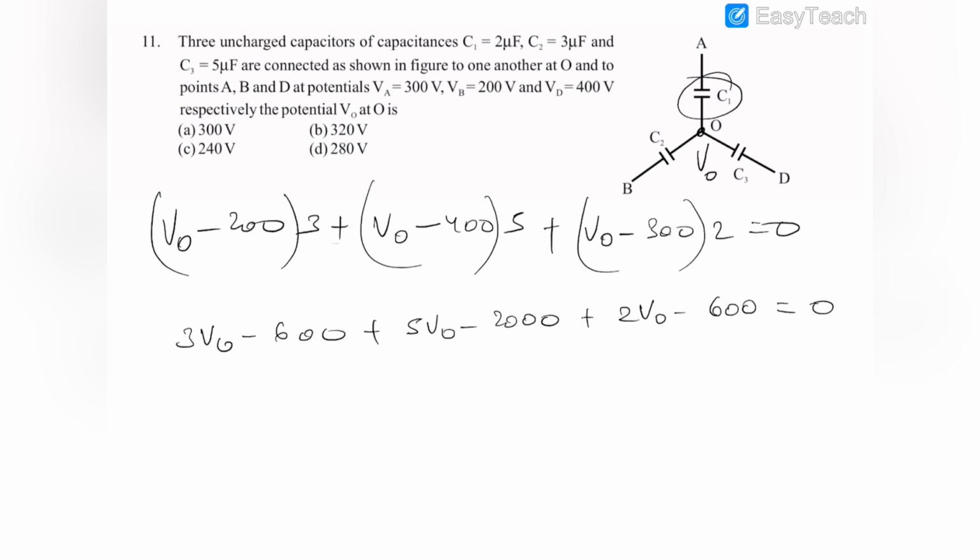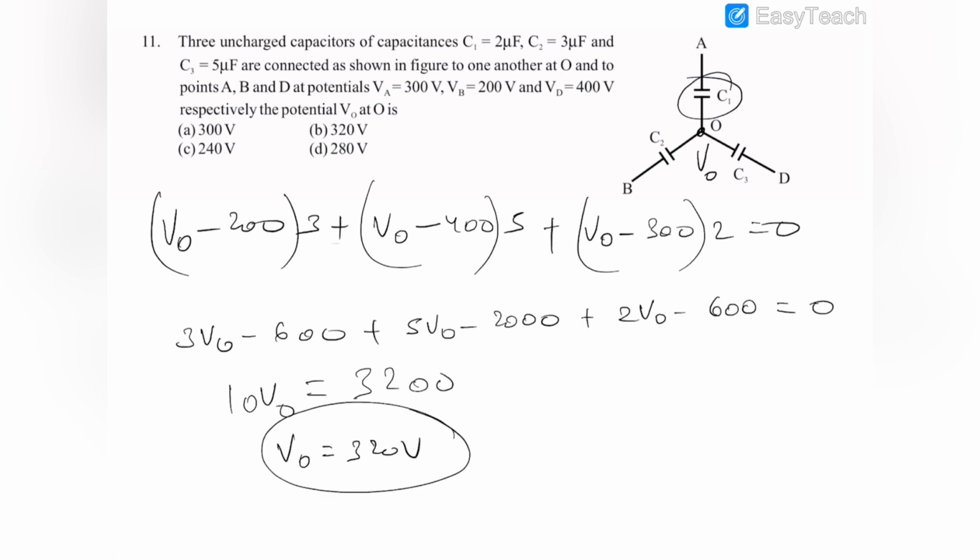And you can see that this is 10 VO, and it is equal to 3200. This is 2000 plus 1200. So VO is equal to 320 volts. So the correct answer will be option number B. Now we move on to the next question.